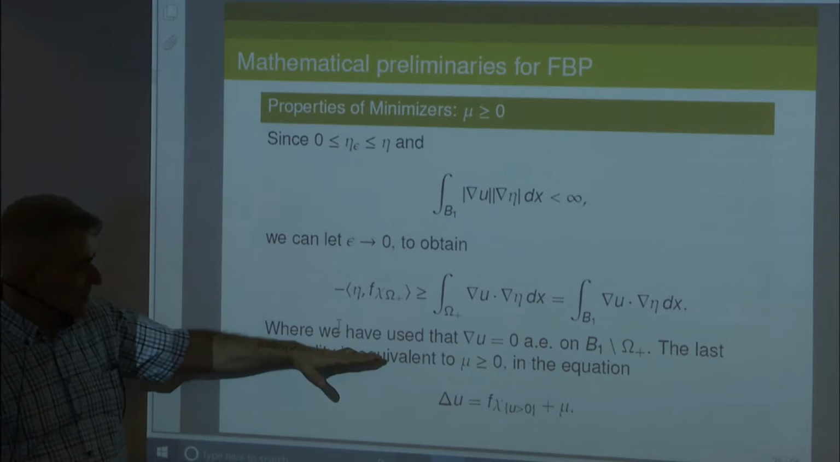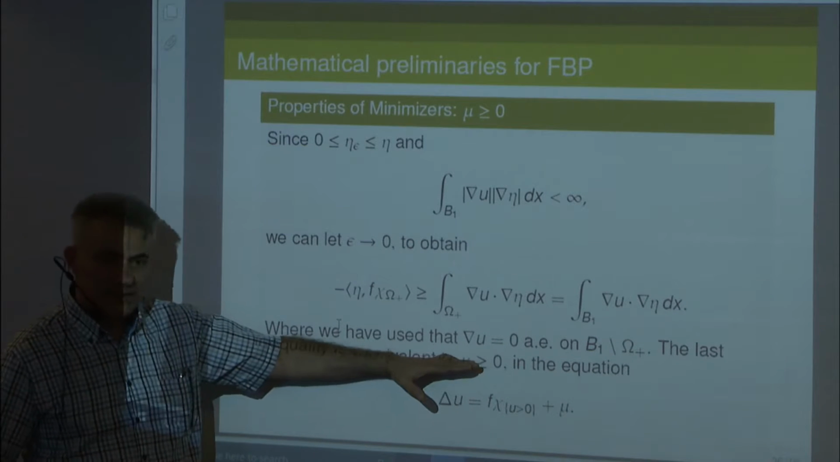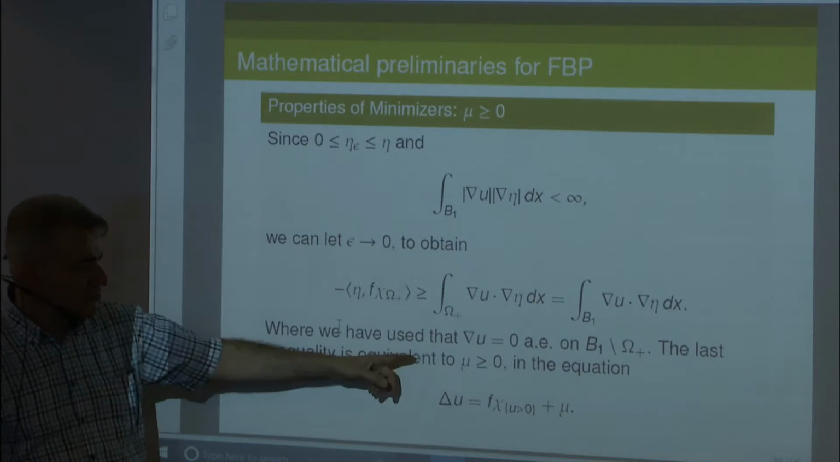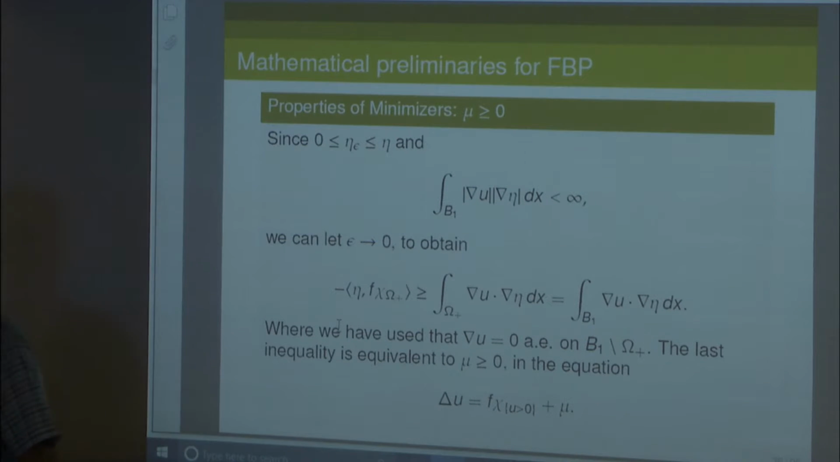Okay? I would challenge you to verify this. It's advanced calculus level. So try to verify why gradient of u is 0 almost everywhere. You probably have to go back to your measure course, Lusin's theorem, what we call it. So this is what I'm saying, we have used this.